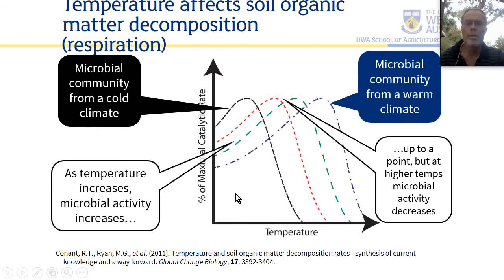The other thing that we notice is that there are different curves depending on where in the world we come from. So the microbial community from a cold climate has its optimum temperature lower than the microbial community from a warm, say a tropical, climate, because in each case the organisms are adapted and selected for their particular environment. Okay? So microbes from a cold climate are more sensitive to heat than microbes from a warm climate, but conversely, microbes from a cold climate are less sensitive to cold than microbes, such as fungi and bacteria and archaea and protozoa and whatnot, from a warm climate.